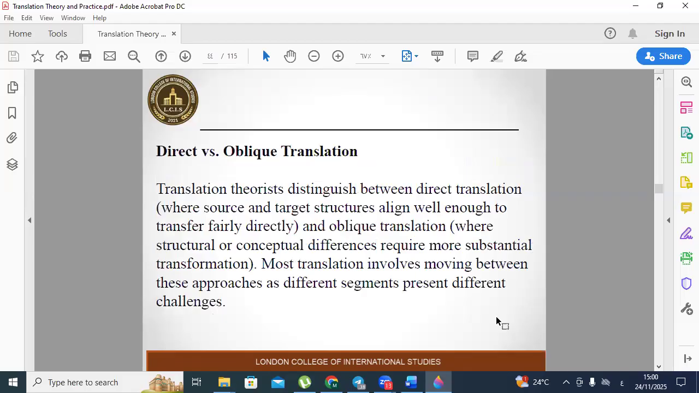Direct versus oblique translation. Translation theorists distinguish between direct translation, where source and target structures align enough to transfer fairly directly, and oblique translation, where structural or conceptual differences require more substantial transformation. Most translation involves moving between these approaches as different segments present different challenges.